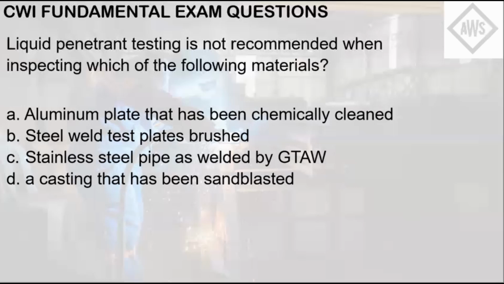Since sandblasting breaks off or peens the surface, that can close the openings in the surface necessary for capillary action. So if you sandblast the surface of a metal, dye penetrant testing will not be possible because you basically broke off all the openings there that are necessary for the capillary action, or the liquid rising to the surface, to occur. So the answer here is letter D, a casting that has been sandblasted.